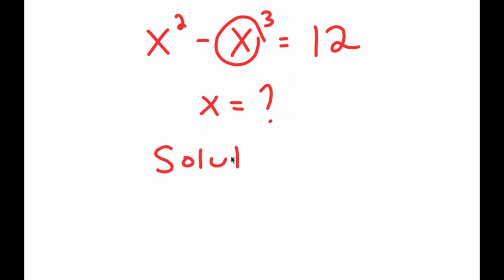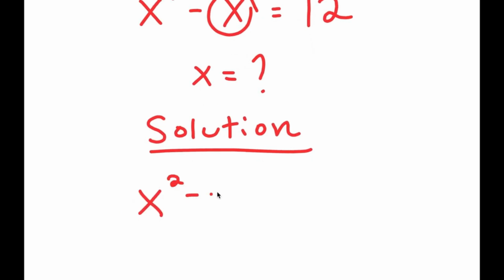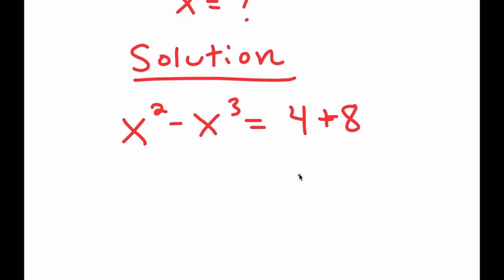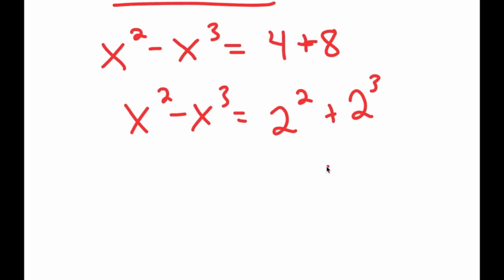And for my solution, I'm going to first start by rewriting 12 as 4 plus 8. So I get x squared minus x to the power of 3 is equal to 4 plus 8. The reason I did that was because 4 is the same thing as 2 squared, and 8 is the same thing as 2 to the power of 3. So notice I have a number squared minus a number to the power of 3, and then I have a number squared plus that same number to the power of 3.